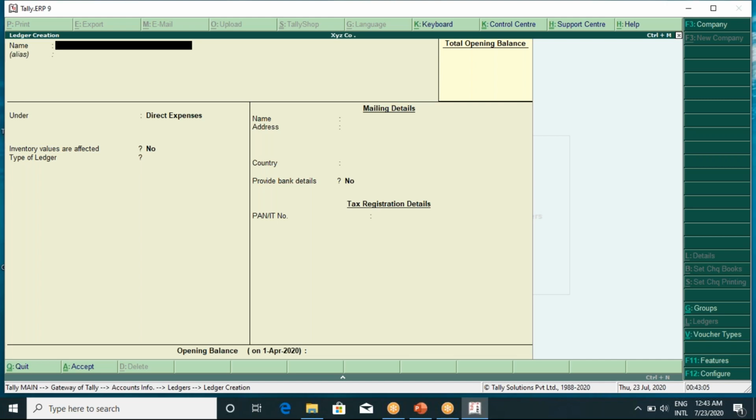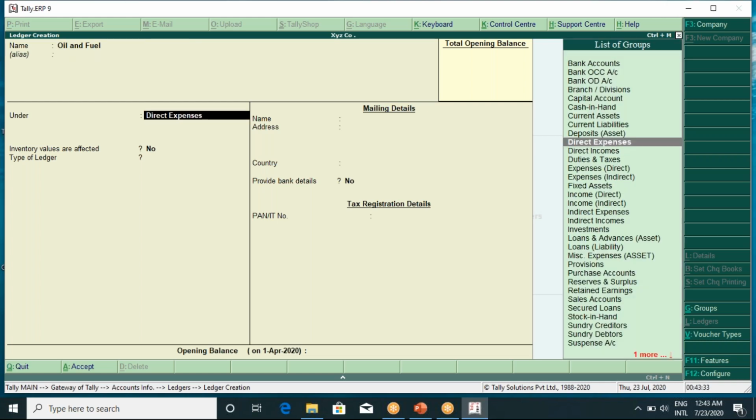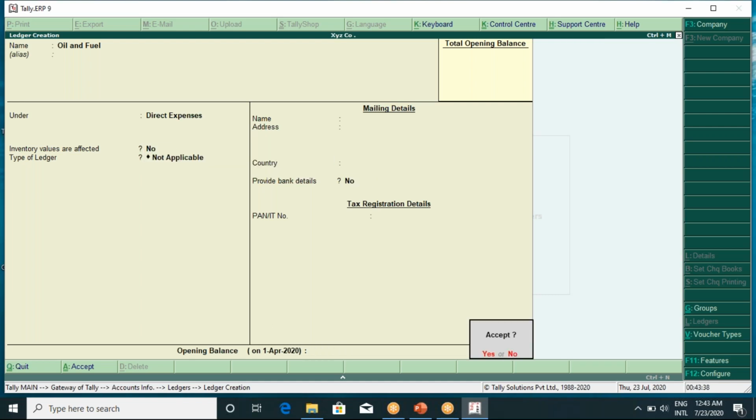And next to wages are coal, gas, water. This also direct expenses. Next one, oil and fuel. Oil and fuel also used for manufacturing of goods, so it is treated as a direct expense. We are taking it on the direct expenses side.